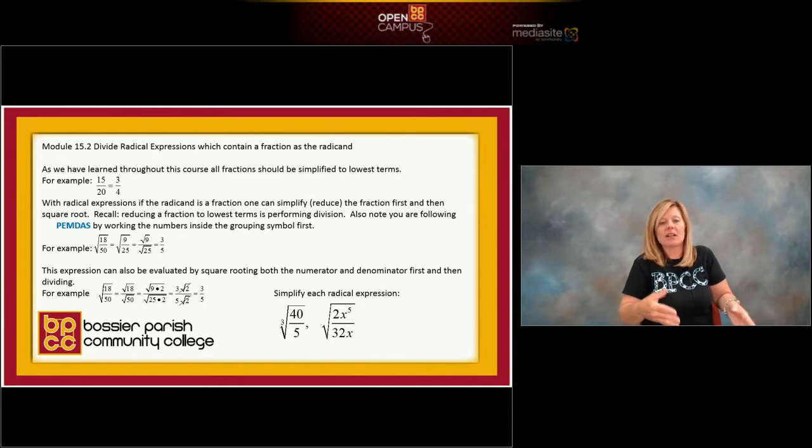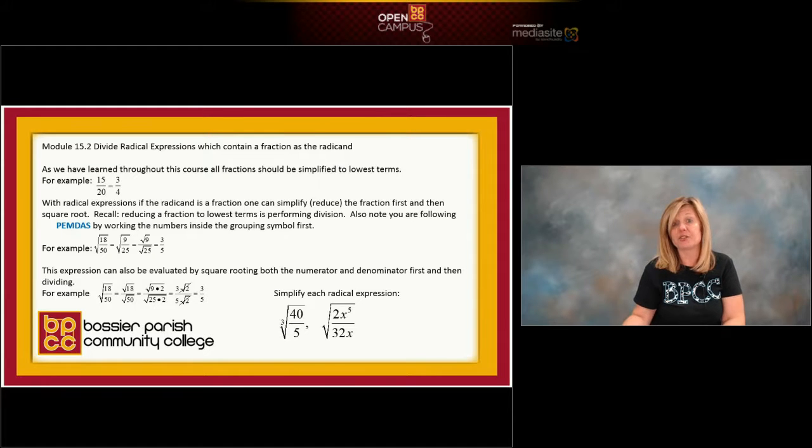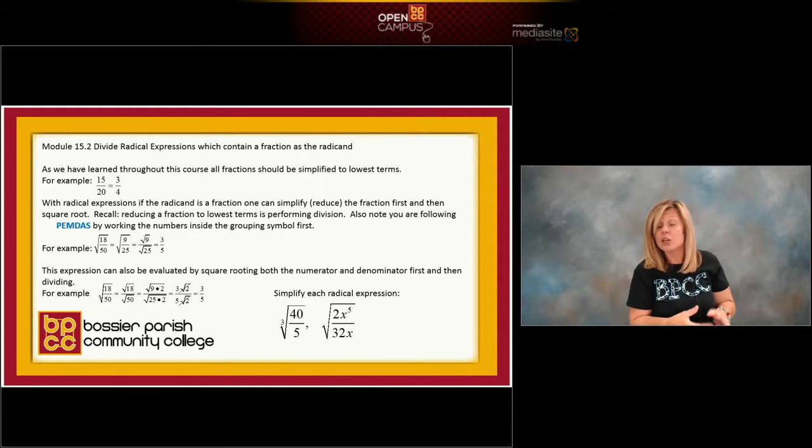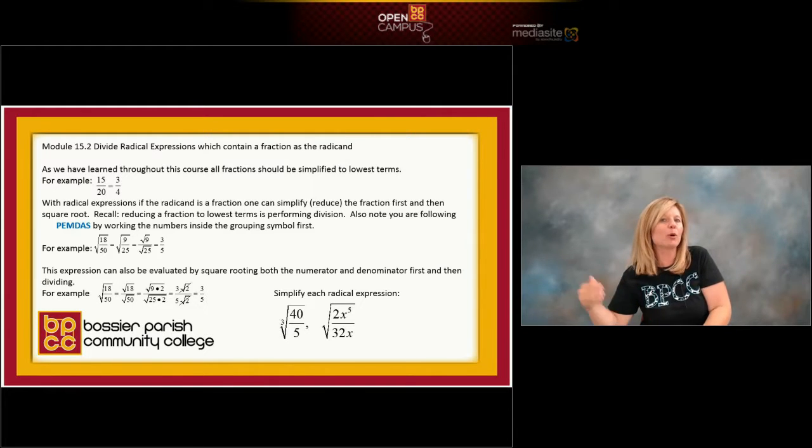We all know the square root of 9 is 3. We all know the square root of 25 is 5. So this expression simplifies to be 3/5. So if you look in the beginning, you can't do the square root of 18 because it's not a perfect square. We couldn't do the square root of 50 in the beginning because it wasn't a perfect square. But by reducing that fraction inside, by following order of operations, we were able to reduce the fraction and now get perfect squares that we could square root.